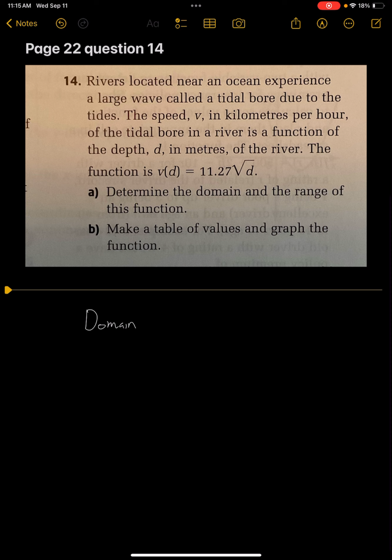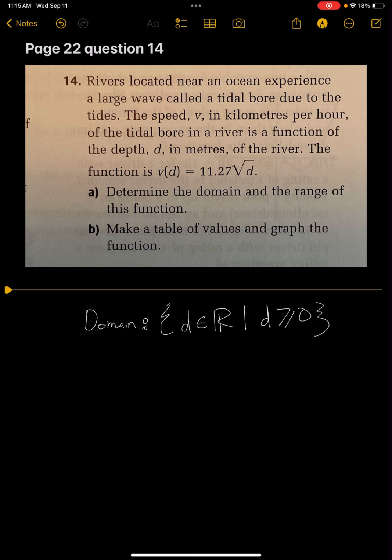And the truth is, the domain is the set of d's, elements of real numbers, such that d is greater than or equal to 0. D can only be 0 or greater, because if it was negative, I can't take the square root of a negative, right?